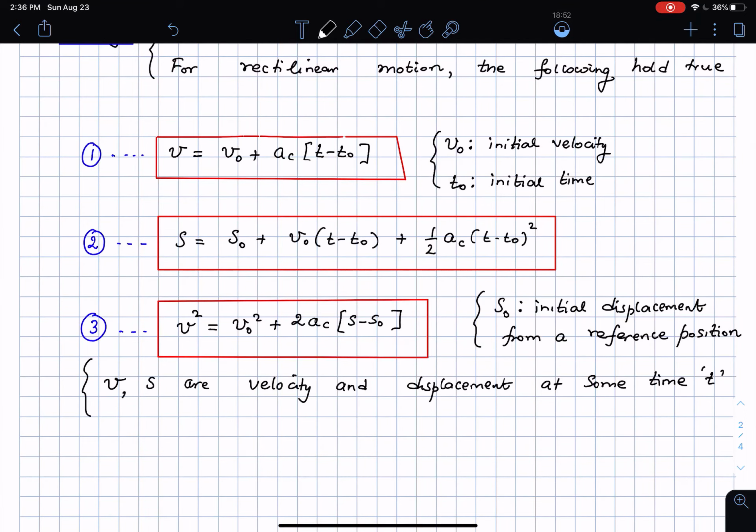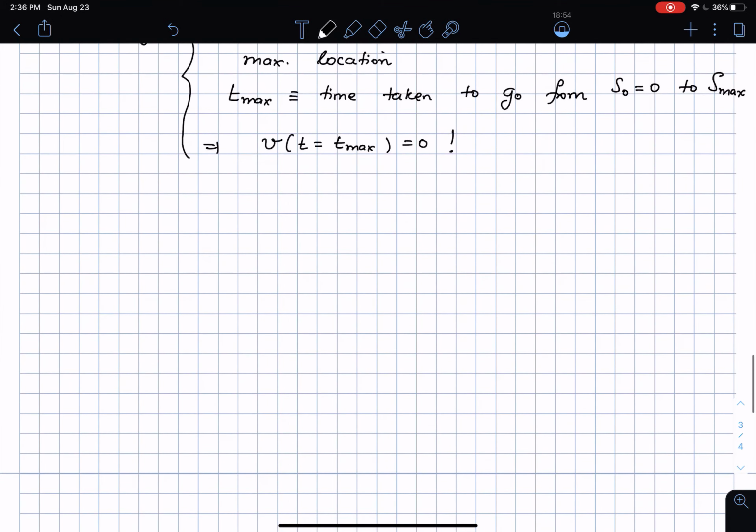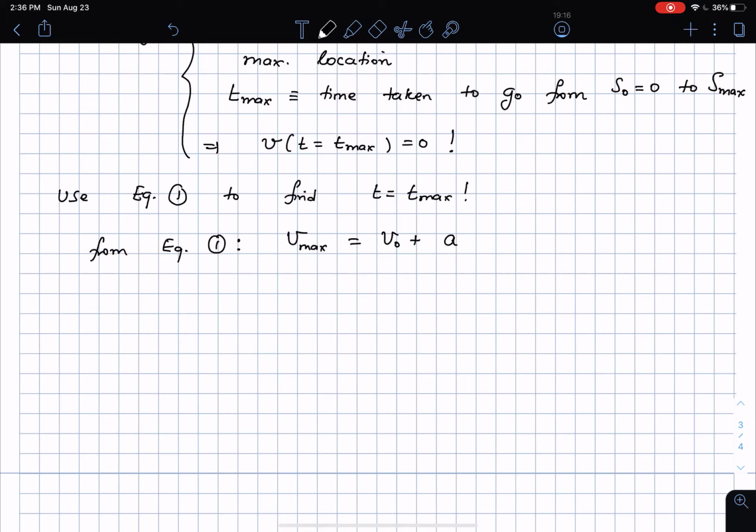So I'm going to make use of equation 1 to find T equal to T max. From equation 1, here is what we have. V max is V naught plus AC times T max minus T naught. But the important thing is this. So careful.